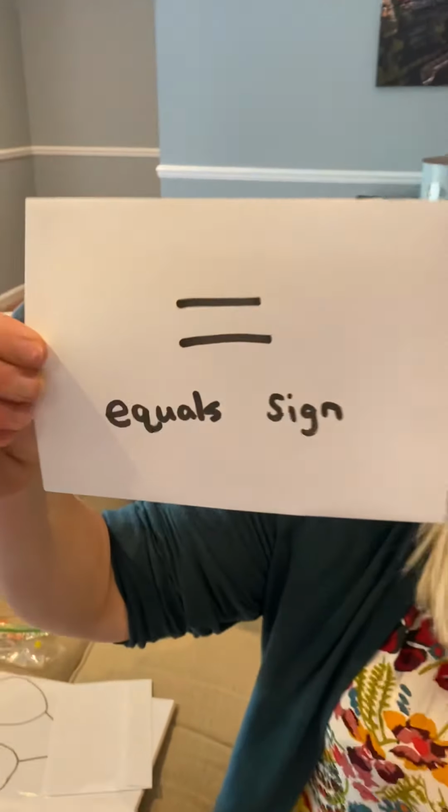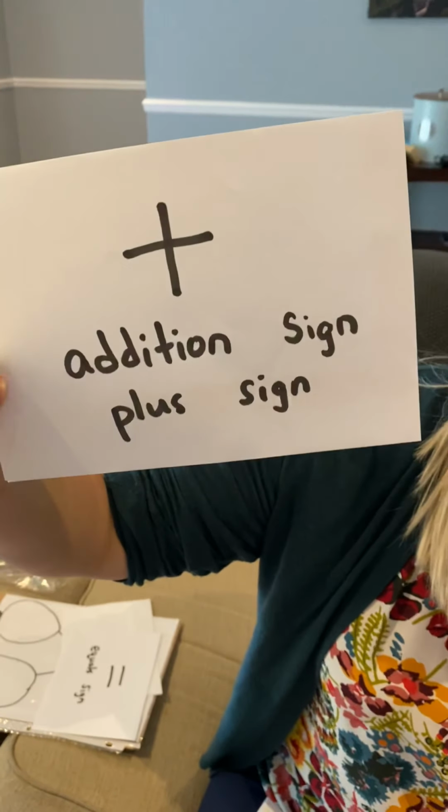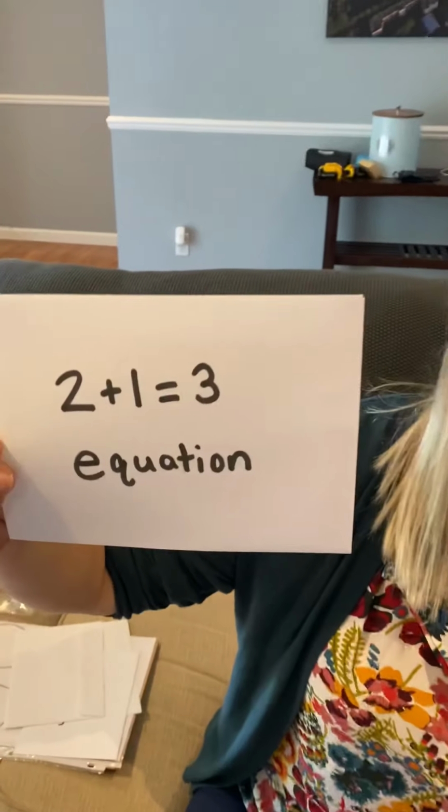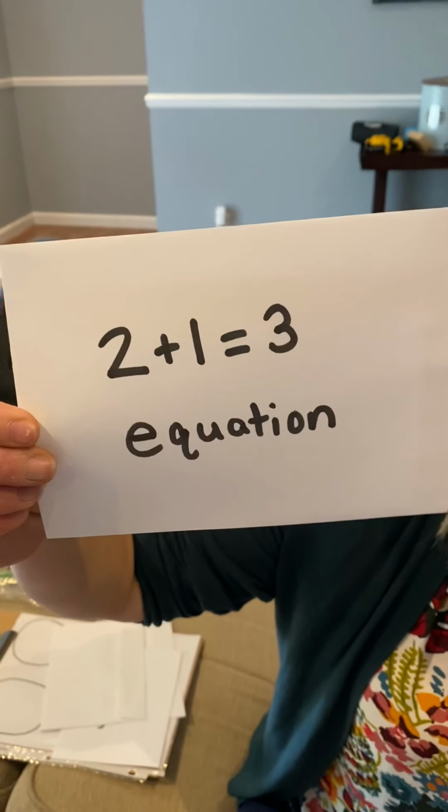Here's our equal sign. Our addition sign, or the plus sign it's called. And here's our equation that goes with our number bond. 2 plus 1 equals 3. That's called the equation.